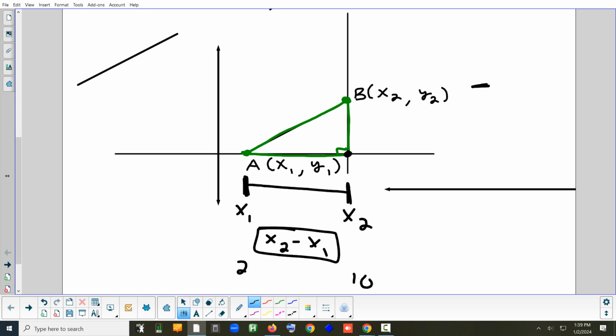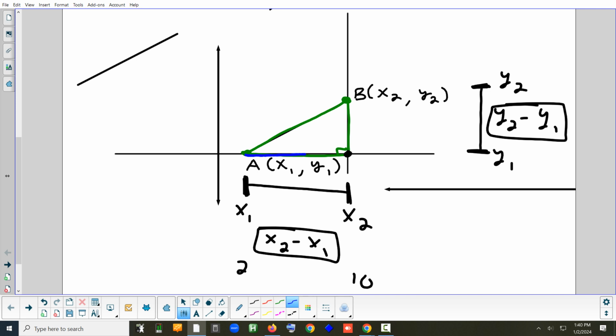Now, let's look at the height. What's the highest the height of the triangle goes? y2. It goes up to y2. And what's the lowest it goes? y1. Now if I want to find the distance between y2 and y1, what would I do with them? Subtract. Yep, so y2 minus y1. That's the height. Now we've got the base, we've got that side, and we've got the height.